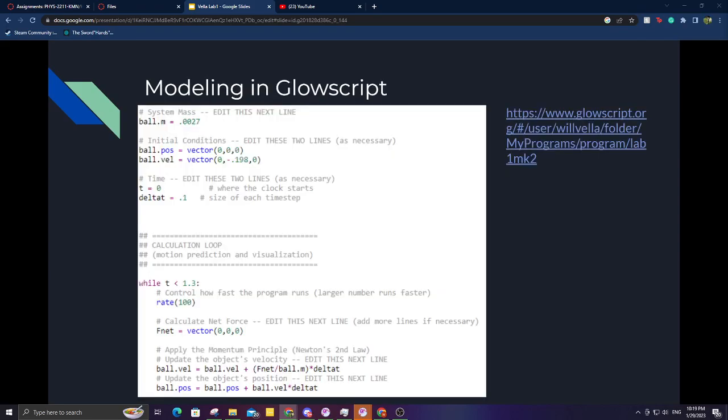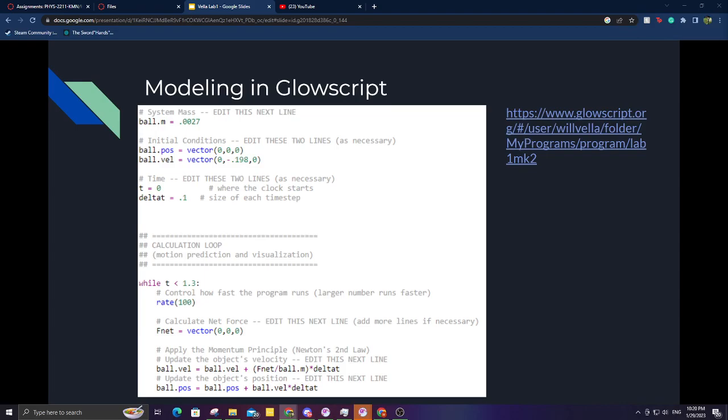Next, I wanted to create my model itself in GlowScript. So the changes I made in GlowScript essentially reflect the formulas displayed on the previous slide with a few added extras. So first of all, I inserted the mass of the ping pong ball under the system mass as well as its initial position, which would be set under initial conditions. As I mentioned earlier, the initial position of the ball was set on the center of the ball itself, meaning that it's all zeros. And then there's also the initial velocity of the ball, which I found using the slope of the position time graph.